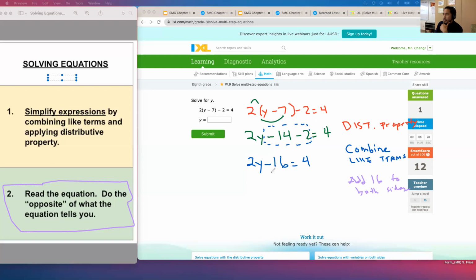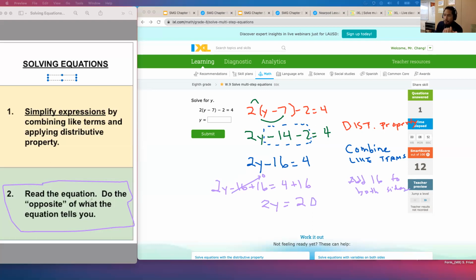So this becomes 2y minus 16 plus 16 equals 4 plus 16. And minus 16 plus 16 is just 0, so we've simplified our equation. And that leaves me with 2y equals 4 plus 16, which is 20.